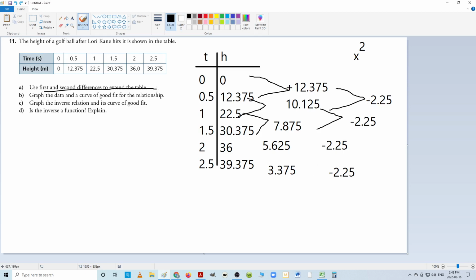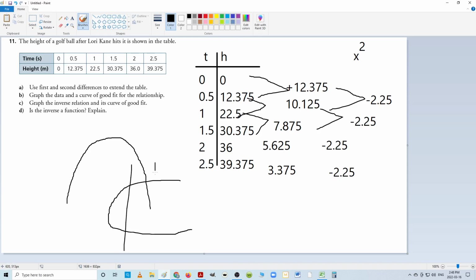Let's use the first and second difference to extend the table. Okay, we did that. Graph the data. We could do that. Graph the inverse relationship. We could do that. Is the inverse a function? No. So if you have a parabola, and I'm thinking this thing's going to look like that, the inverse will be a sideways parabola, and it is not a function.